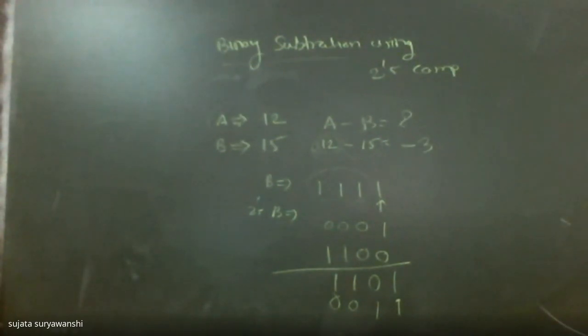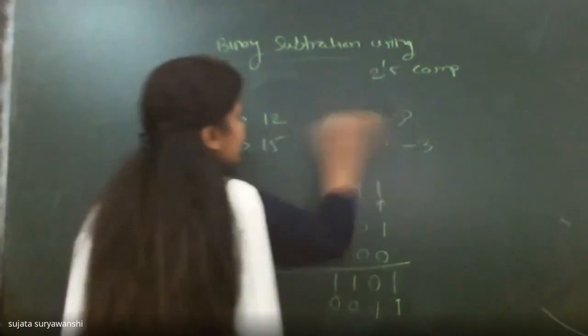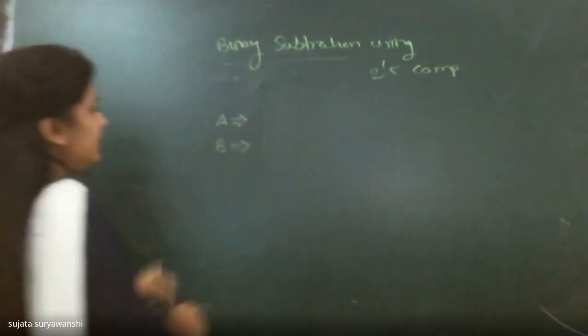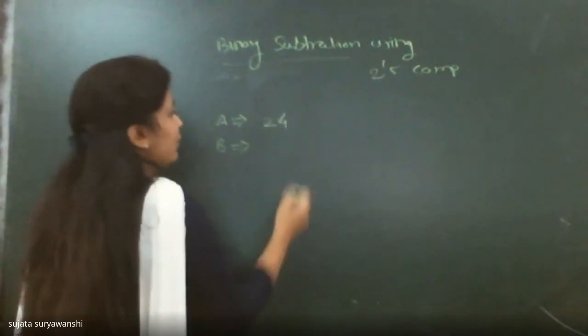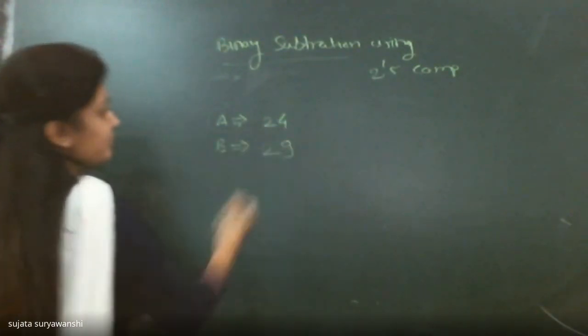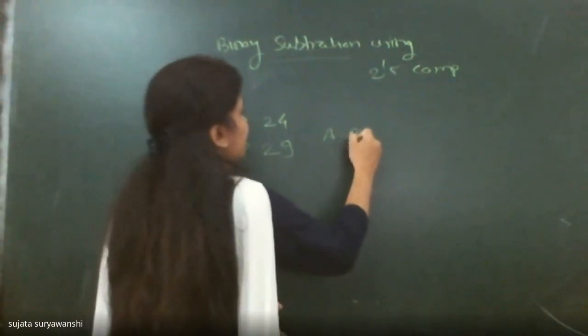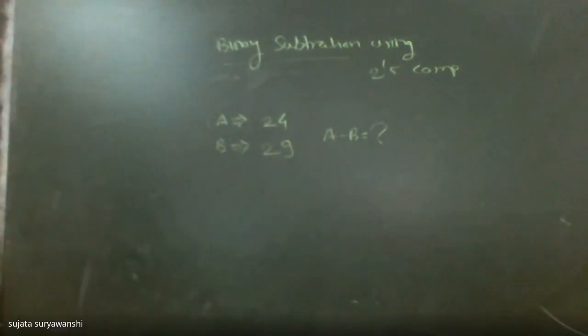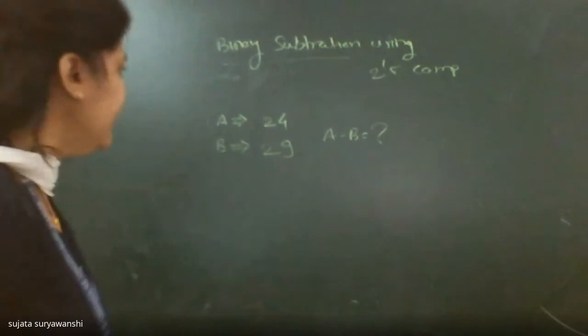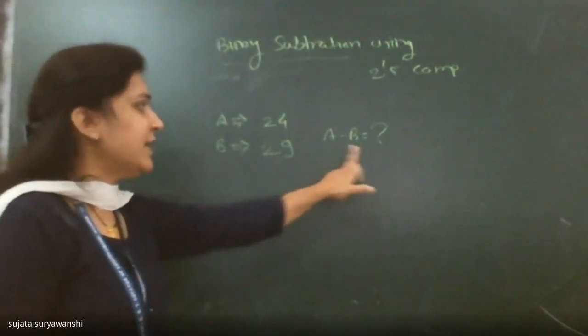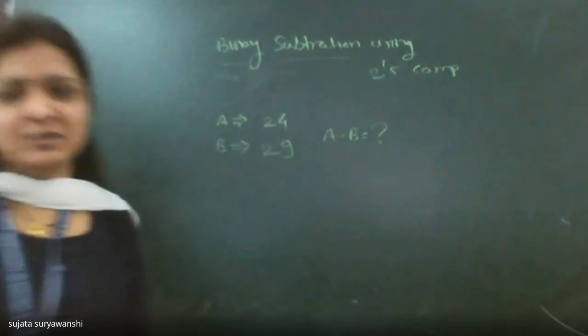Take one more example and consider it as your homework. Write down one example: A is equal to 24 and B is equal to 29. Perform A minus B and tell me what answer you get. Have all of you written the example?